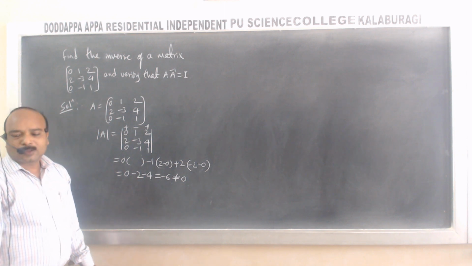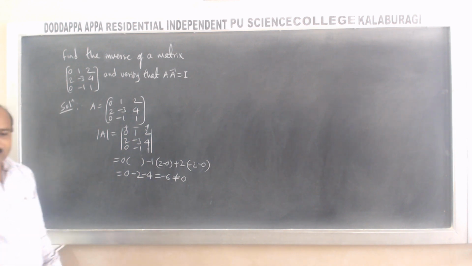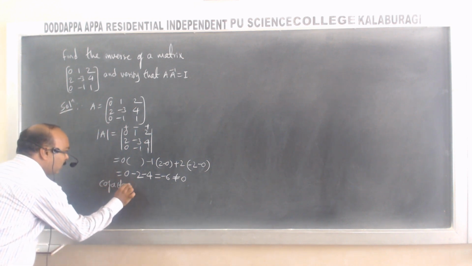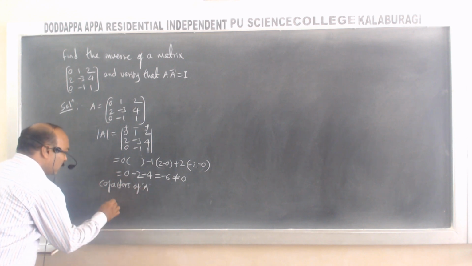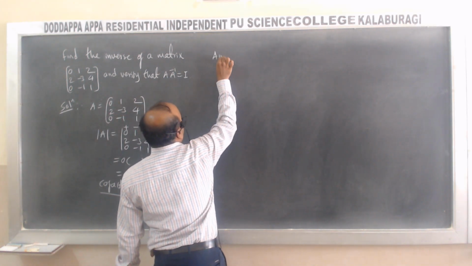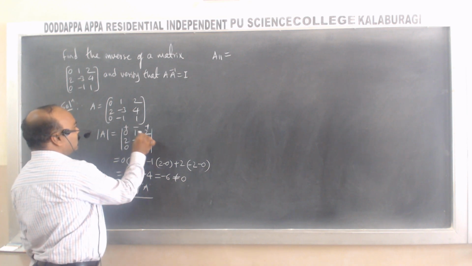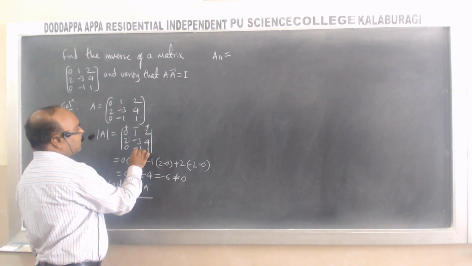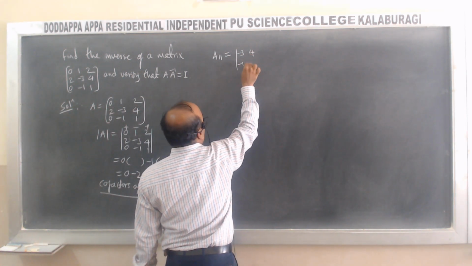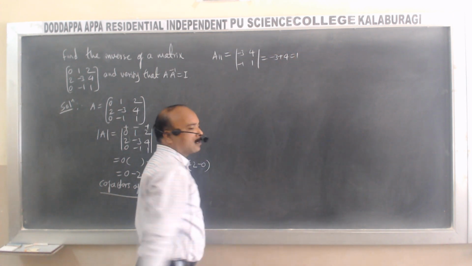Now we go for the cofactors of every element. First we go for A11. It is the cofactor of the first element, that is 0. For that we delete this column and this row, we get minus 3, 4, minus 1, 1 as a determinant. So it is equal to minus 3 plus 4, it is 1.